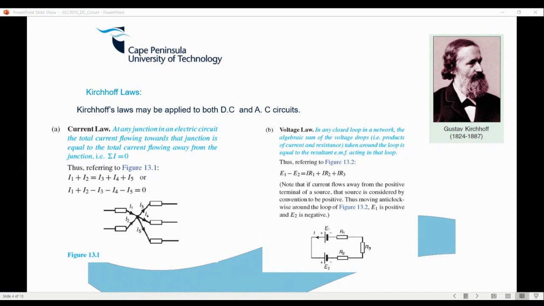We'll get into that. You've touched on Kirchhoff a bit. They're saying note that if a current flows away from a positive terminal, that source is considered by convention positive. Thus, moving anti-clockwise around the loop, E1 is positive and E2 is negative. If you take one source as the flow, then the ones going against it will be negative. The EMF source is an ideal voltage source with no resistance. It's like the ideal battery, just used for ideal circuit analysis.